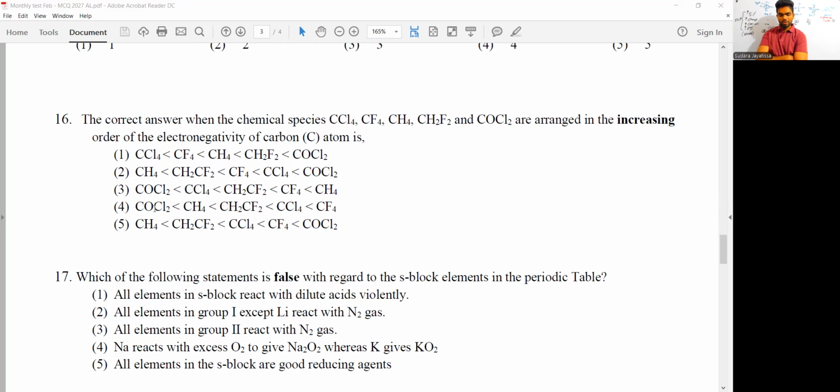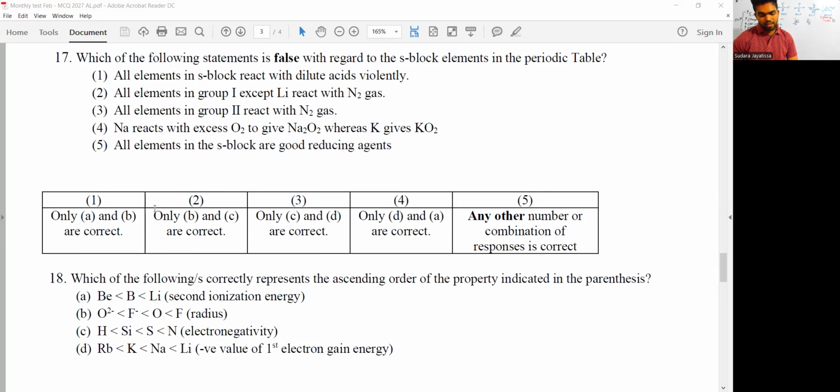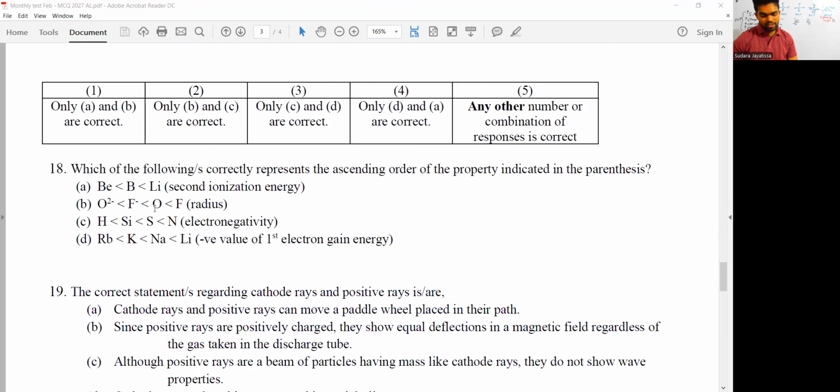Last statement: all elements in the s block are good reducing agents. That is correct, because they undergo oxidation. They themselves undergo oxidation, therefore they are good reducing agents. For example, sodium and potassium lose electrons during their reactions, which means they undergo oxidation, so sodium is a good reducing agent. It's a good question. We did many similar questions, so try them. Now let's go to this 18th question.